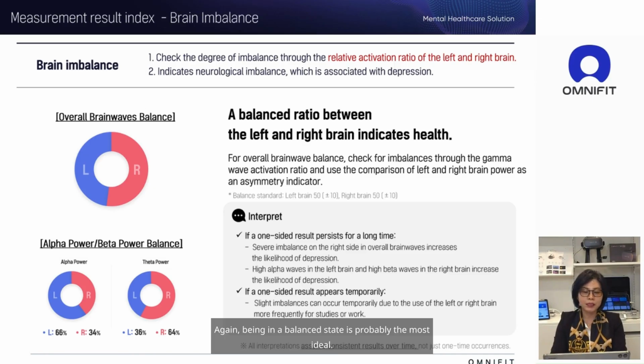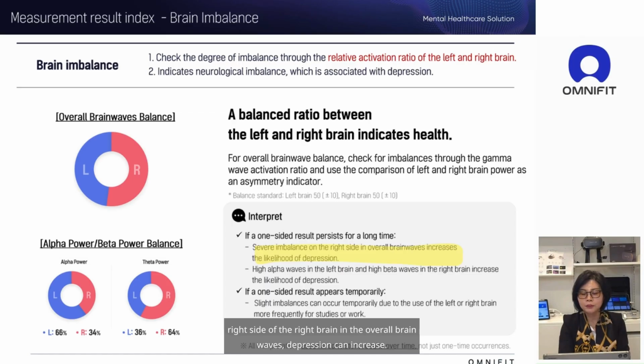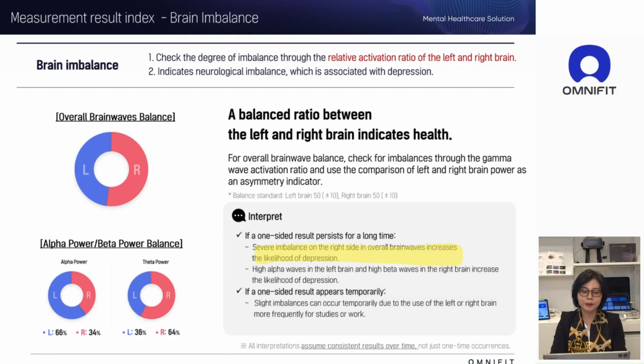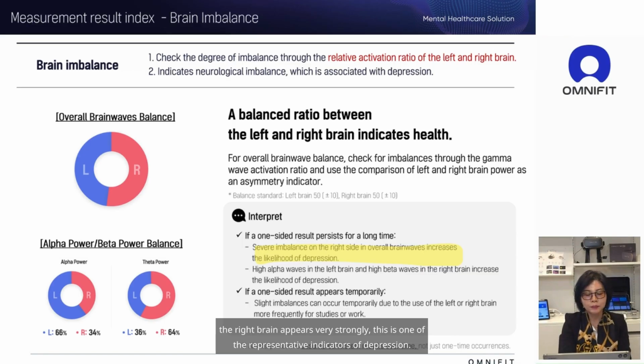Again, being in a balanced state is probably the most ideal. So, if the results are skewed to one side for a long period of time, and there is a severe imbalance on the right side of the right brain in the overall brain waves, depression can increase. Also, when the alpha power in the left brain is dominant as shown in the given diagram, and the beta power in the right brain appears very strongly, this is one of the representative indicators of depression.